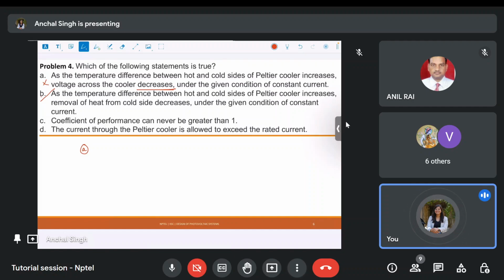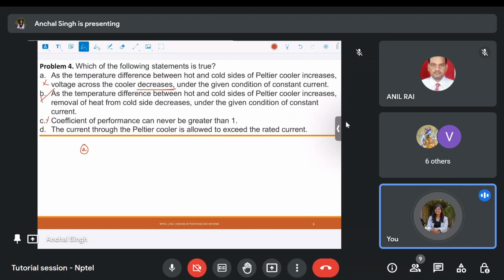Next is, coefficient of performance can never be greater than 1. We have already solved numerical problems where it was coming out to be greater than 1, and this will happen for a very efficient system. We want the coefficient of performance to be higher, otherwise Peltier won't be a feasible solution.